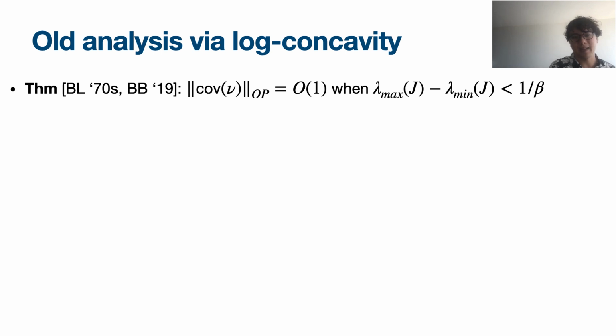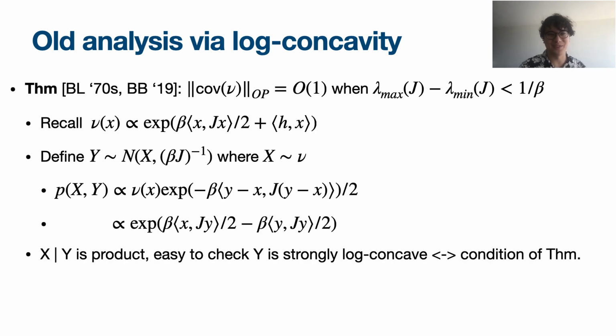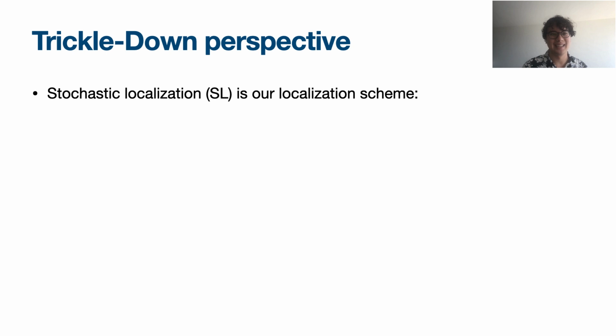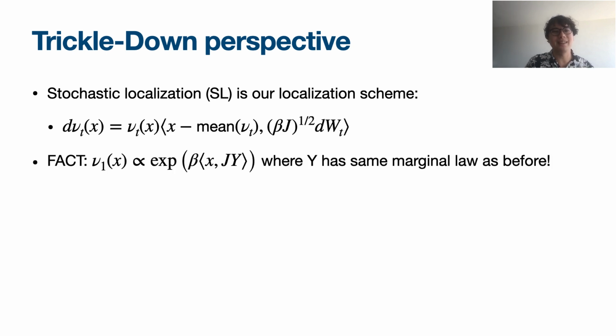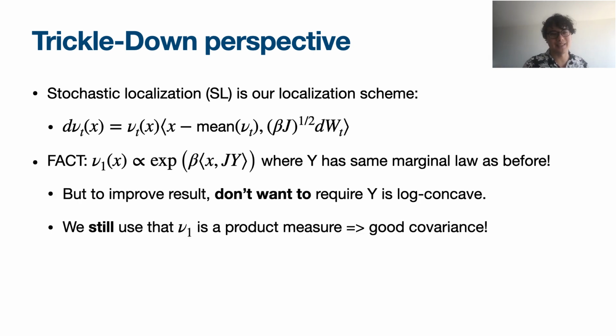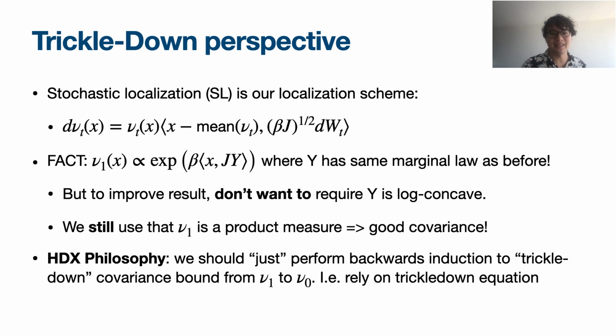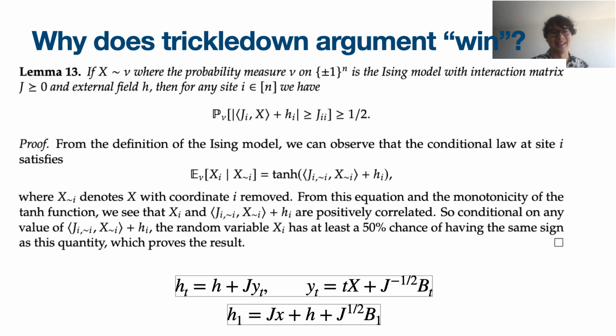I don't have time, unfortunately, to explain the proof via log concavity. You can see it fits on one slide. But trickle-down helps us recast this story as one about stochastic localization, which is a well-known example of a localization scheme. You can first reprove the previous result using a trickle-down perspective, and then you can realize that the proof is not very sharp. And then with some more work, you can figure out a sharper version.